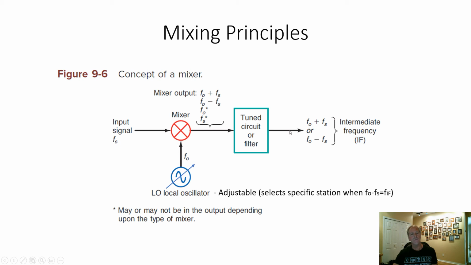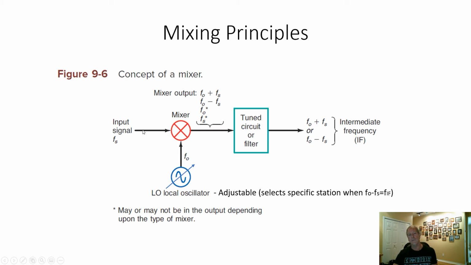So understand, this is a fixed frequency. This is like 10.7 megahertz on the output here. Always. Doesn't matter what station is coming in here, the difference, the F0 minus Fs, always is going to produce 10.7 megahertz, let's say, for this example. And that's what this tuned circuit is designed to filter, only 10.7 megahertz.